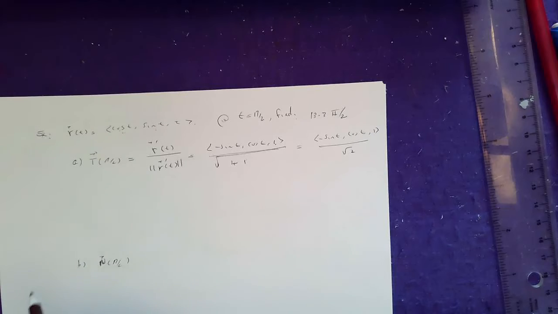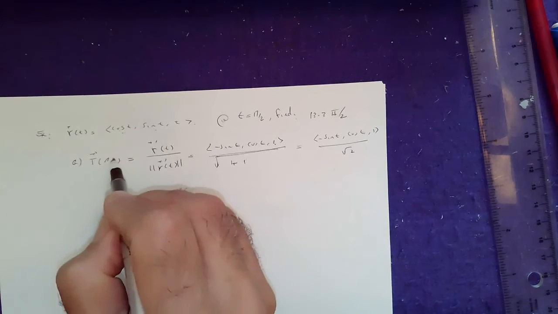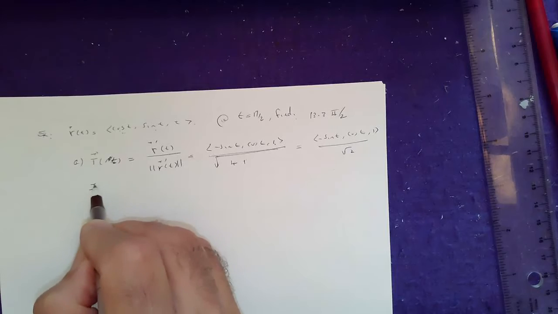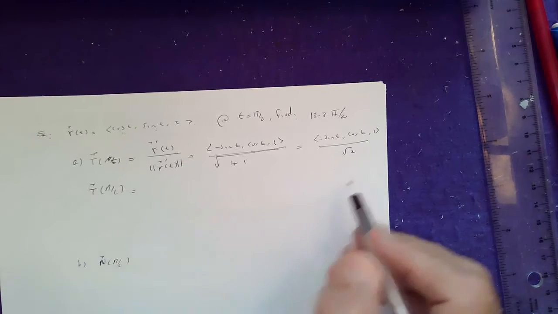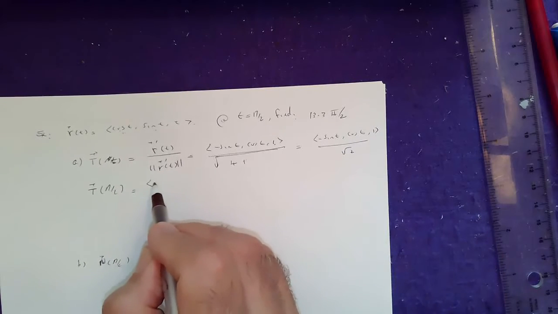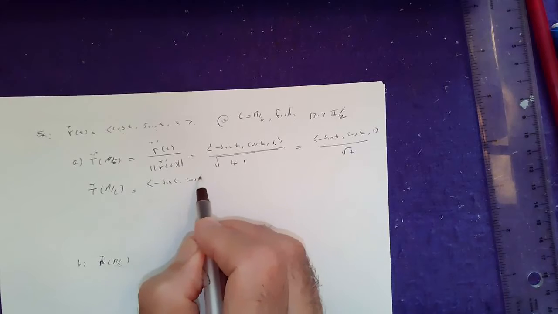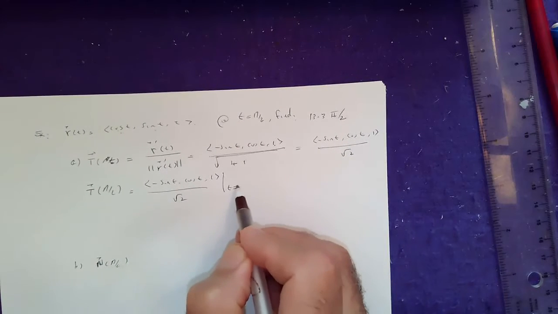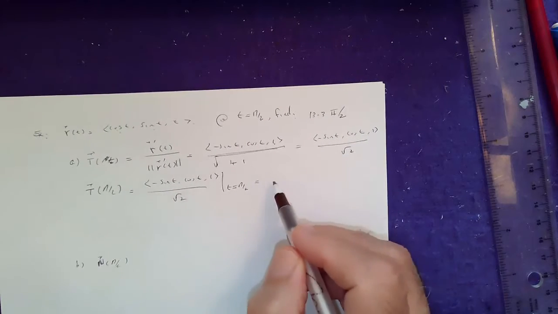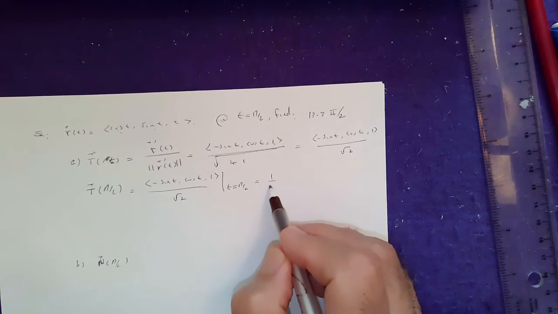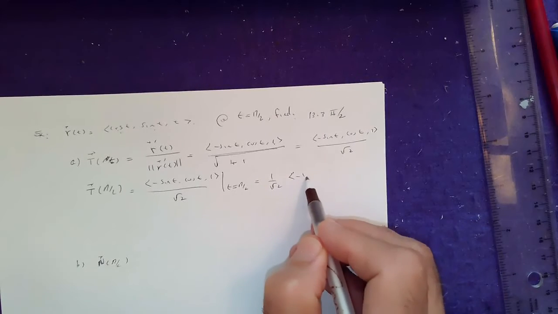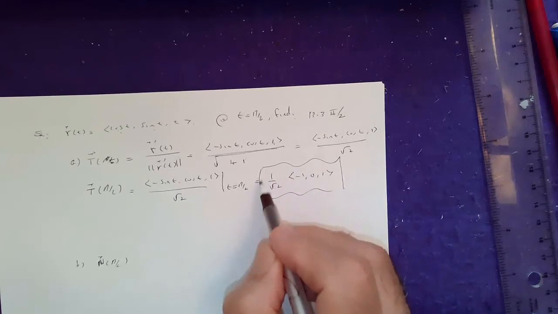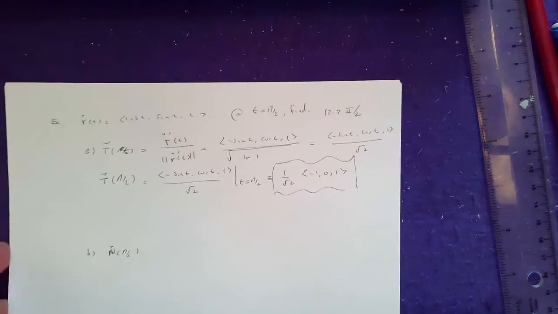However, this is at t, and now at pi over 2 you evaluate it: negative sine of t, cosine of t, and 1, over the square root of 2, evaluated at pi over 2. That gives you 1 over the square root of 2 times negative 1, 0, 1. So hold on to this, so we can find the remaining unit vectors and graph them.